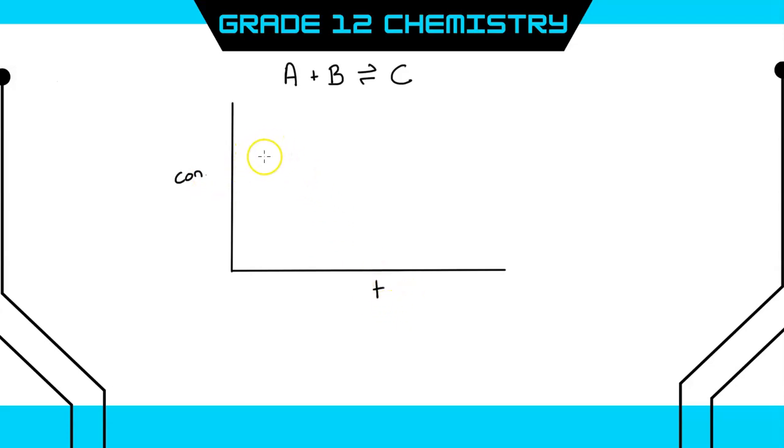What it means is that A and B combine to form C at the same rate that C breaks apart to form A and B. So the rates are the same, meaning their concentrations are constant. It doesn't mean the concentrations are equal. For example, I could have a concentration for substance A, here a concentration for B, and maybe over here a concentration for C. You can notice all the concentrations are different, but they're not changing.